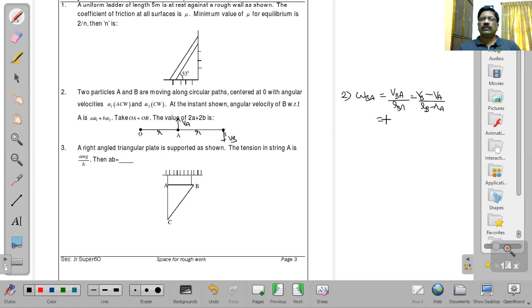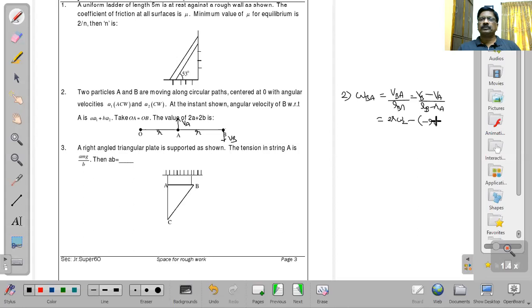That means 2R into omega. Omega is given as omega 2. So omega 2. VB is 2R omega 2 minus VA. VA means it is in opposite direction. This particle is at a distance r, so the perpendicular distance of this velocity from this point O is equal to r. But it is in opposite direction.